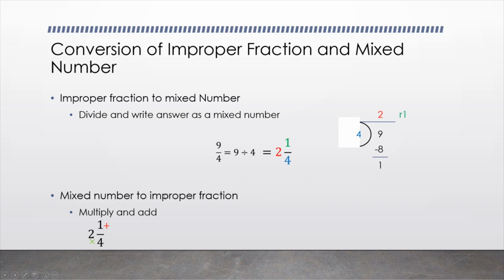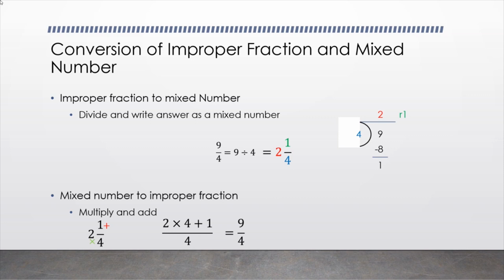You just divide, and whatever you're dividing by, you take the remainder and put it over that. Now, how do you change a mixed number to an improper fraction? Well, you multiply the whole part by what's in the denominator. So 2 times 4, which is 8, plus that 1, gives you 9. So it's 2 times 4 plus 1, over 4, and so you get 9 fourths. That's how you do that.